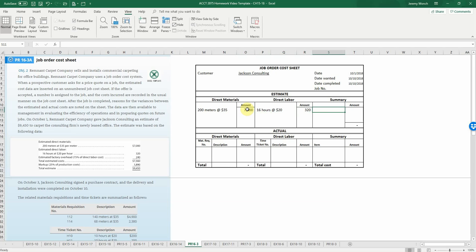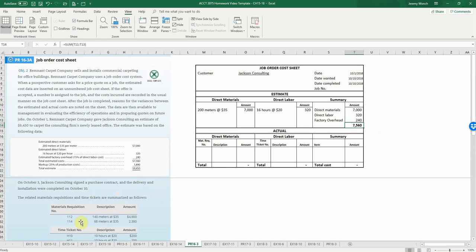Then over in the summary section, we're going to sum this up. So we have direct materials, direct labor, and factory overhead. Let's carry these over, and then it says that the estimated factory overhead was $240. That gets us to our estimate of $7,560.